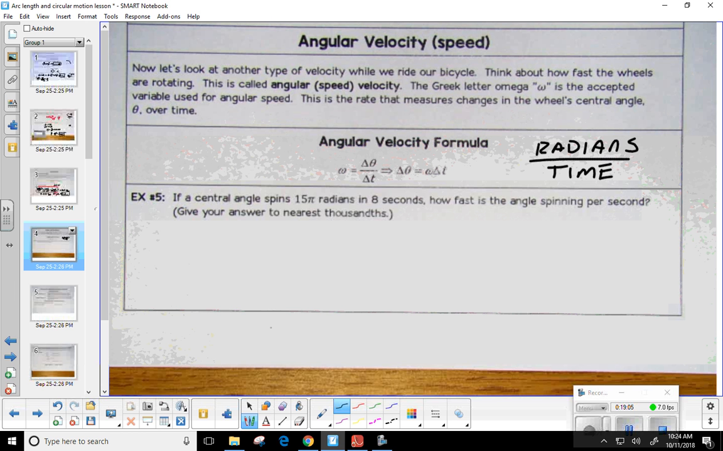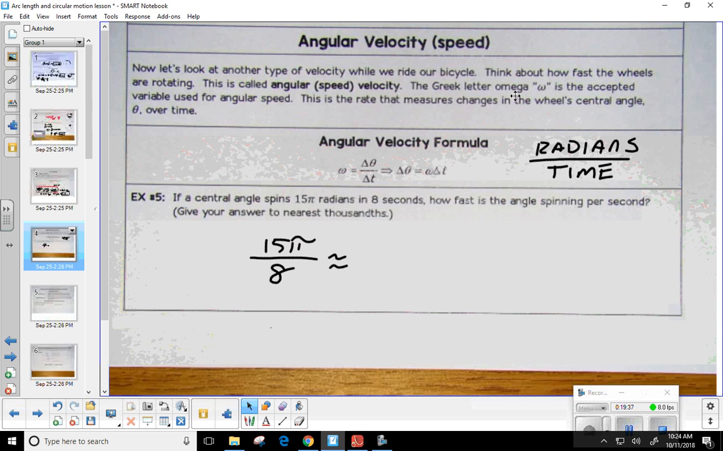If a central angle spins 15 pi radians in 8 seconds, how fast is the angle spinning per second? Okay. Well, remember, angular velocity is always in radians per time, right? Well, what am I given here? I'm given radians and time. Okay, so if I want to know how fast it's spinning, the angle that is, that would just be 15 pi, the number of radians, over the amount of time.